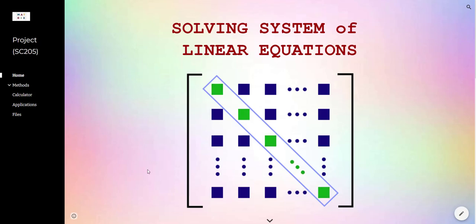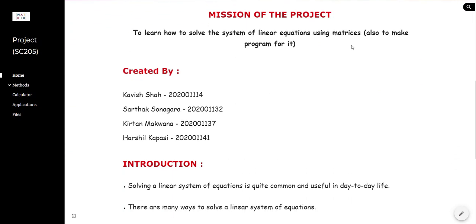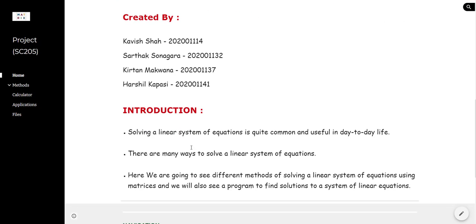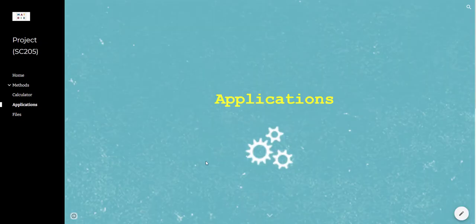This is our discrete mathematics project. Our mission is to learn how to solve the system of linear equations using matrices and also to make a program for it. Solving a linear system of equations is quite common and useful in day-to-day life. There are many ways to solve a linear system of equations. Here, we are going to see different methods of solving a linear system of equations using matrices, and we will also see a program to find solutions to a system of linear equations.